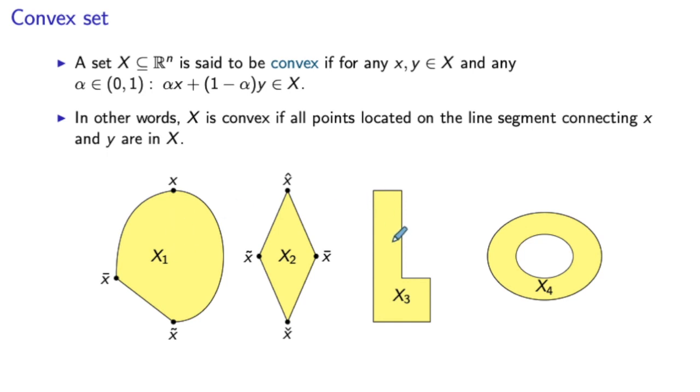Whereas for x3, I can easily find pairs of points such that if I try to connect them with a line segment, then a part of this line segment will be outside of the set. And then similarly for x4, I can take 2 points like this, and then parts of the line segment will be outside of the set.